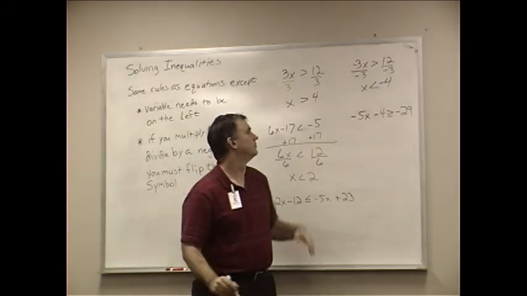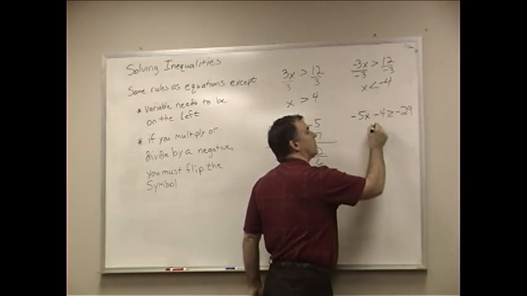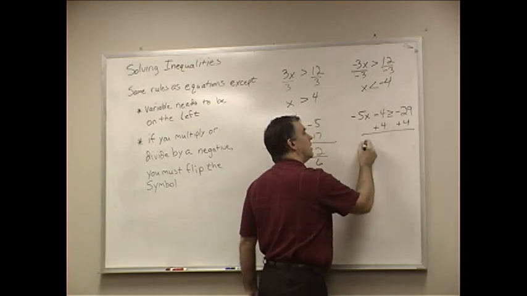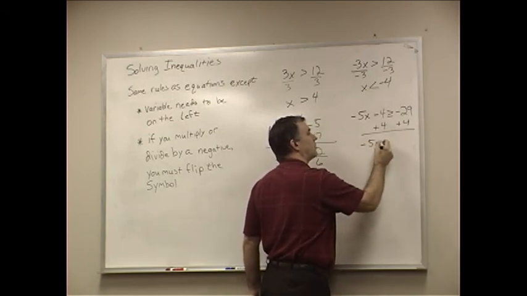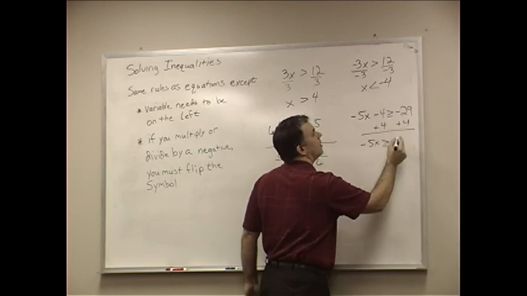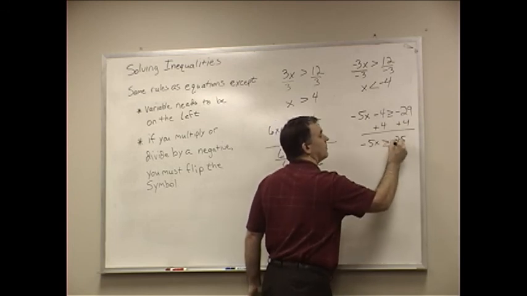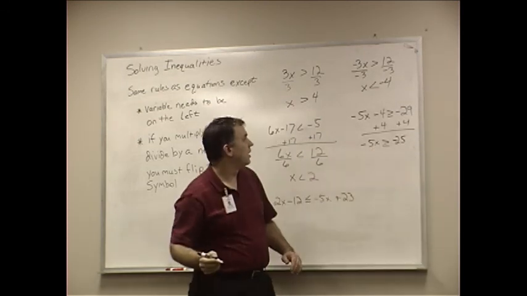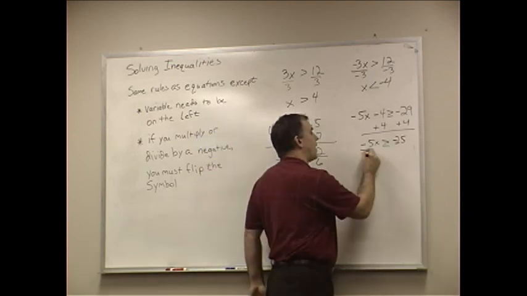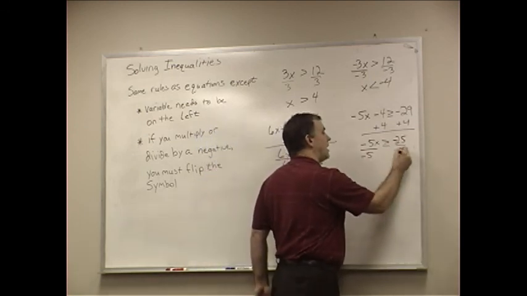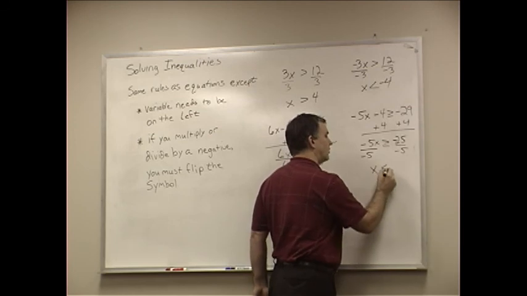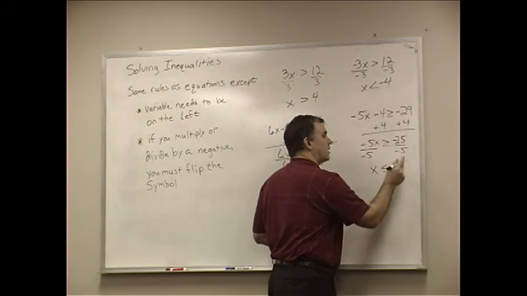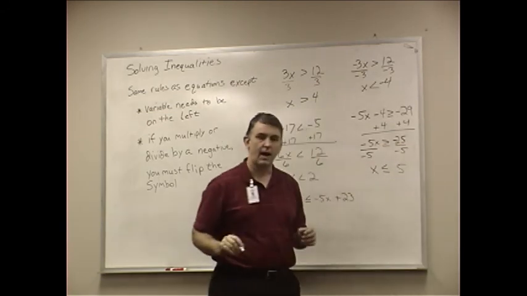Let's do this one. Again, another 2-stepper. I'm going to go plus 4, plus 4. And so I've got negative 5x is greater than or equal to negative 25. I'm going to divide both sides by negative 5. And I get x less than or equal to, because I divided by a negative, and a negative divided by a negative is a positive, that's a positive 5.